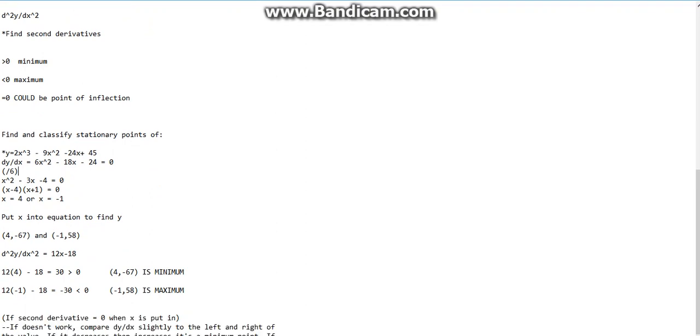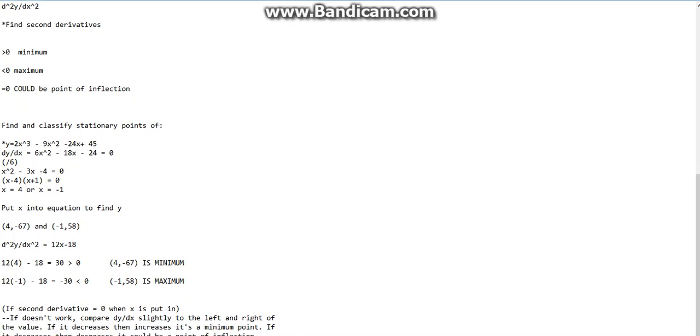So we just sub the x values back into the second derivative. In this case, it's 4 and minus 1. And we get 30. 30 is greater than 0, so it's a minimum point. And then we do it again for the other coordinate, and it's less than 0, so it's a maximum point.